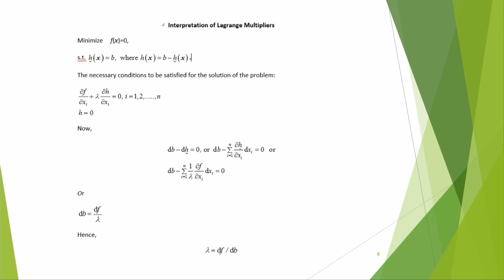We have written a Lagrange function and differentiated with each variable, and we can work out how it changes if we change b by dB. This is the derivation part. Anyway, we need not go into much detail, but basically it comes to dB is equal to df by lambda, or lambda is equal to df by dB. So the interpretation of lambda is df by dB.